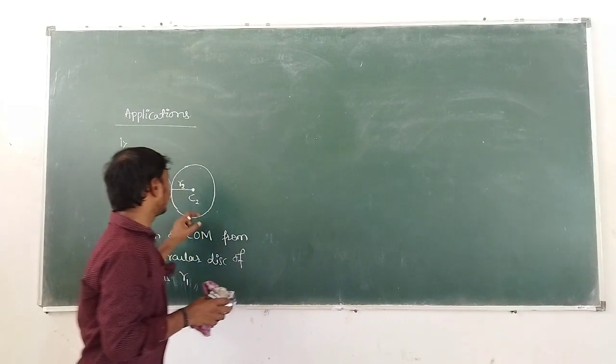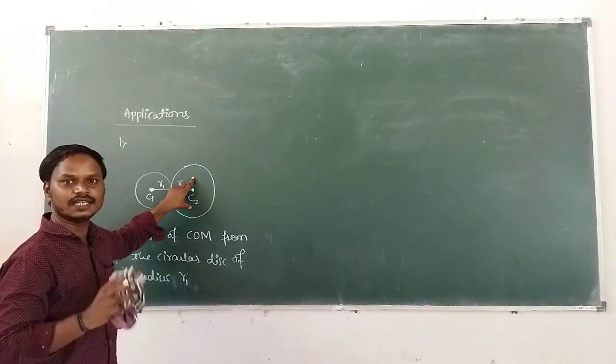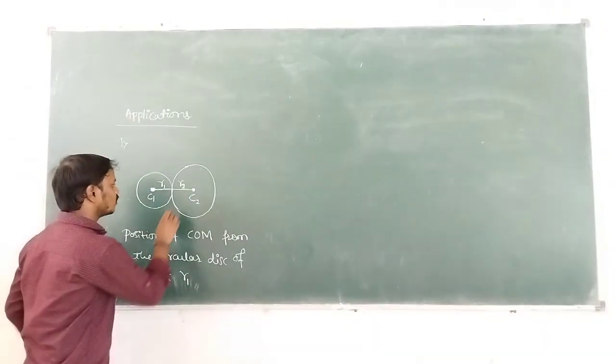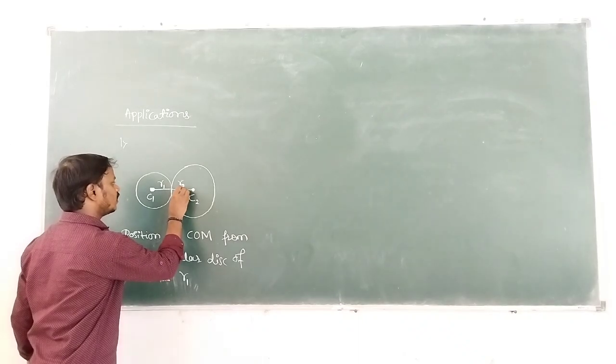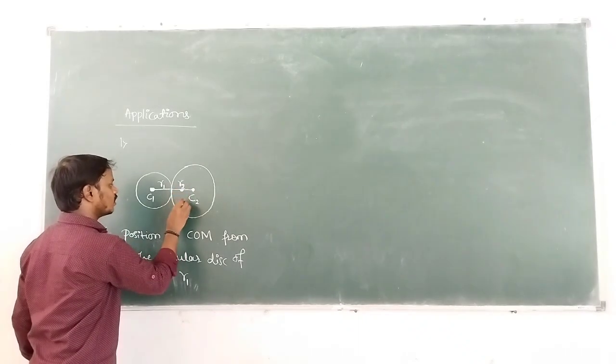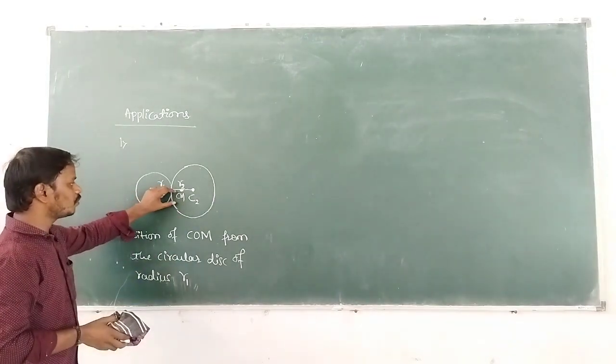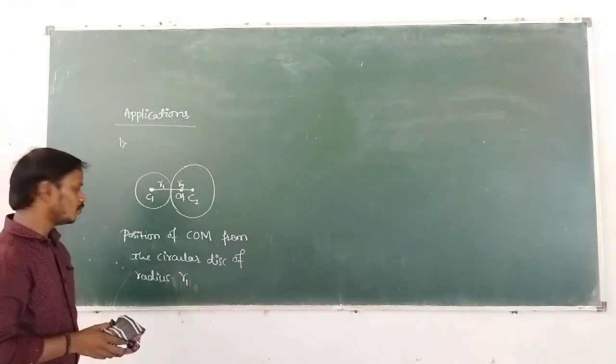Which one has the heavier mass here? The second disc has the heavier mass. Now the center of mass is located near the heavier mass, that is Cm. This is the center of mass, and we have to find the position of this center of mass.